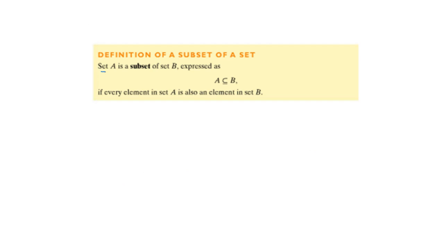Set A is a subset of set B if every element in set A is also an element in set B. All right, and the symbol you're going to use looks like the letter C with a little line below it. And that means set A is a subset of set B.